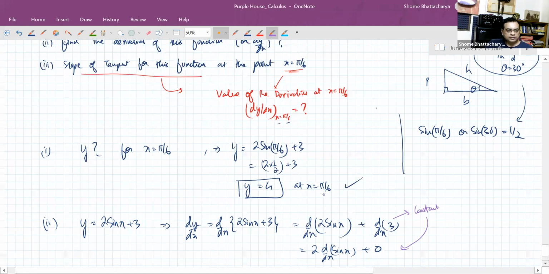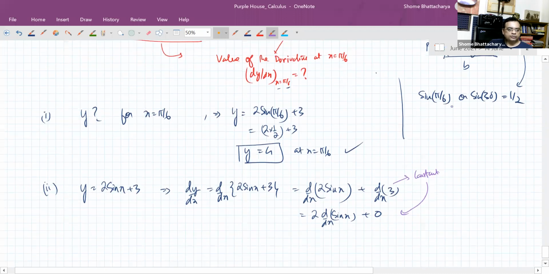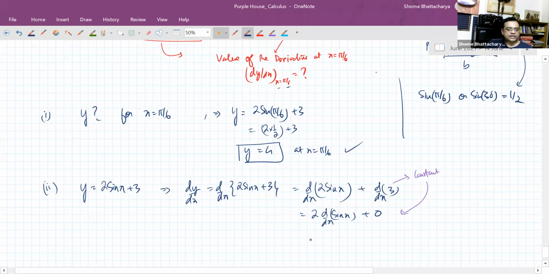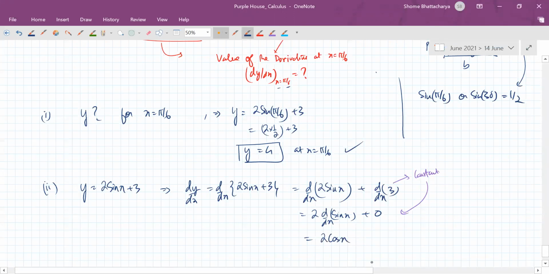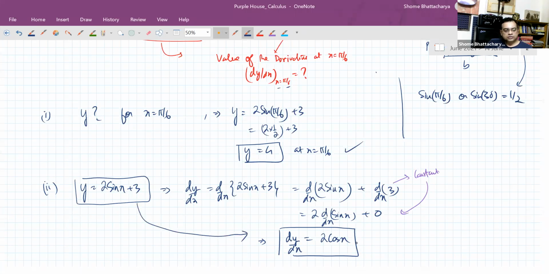That's how this is becoming 0. Whereas the first term itself is 2 into sin x. So 2 is again another constant, so we'll bring it outside. And now we'll use the fundamental formula that differentiation of sin x is cos x. So it is 2 cos x plus 0. So the derivative of this function is becoming this. So y equal to 2 sin x plus 3 means that dy by dx is equal to 2 cos x. So this is what we say is the derivative of the given function.